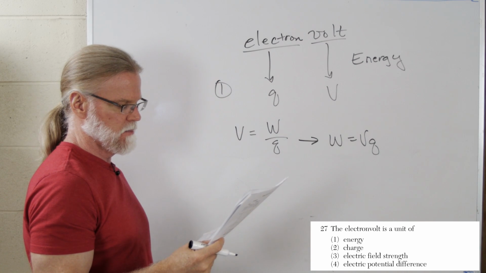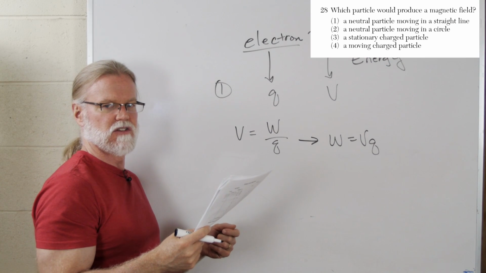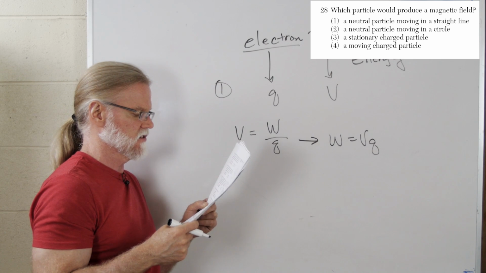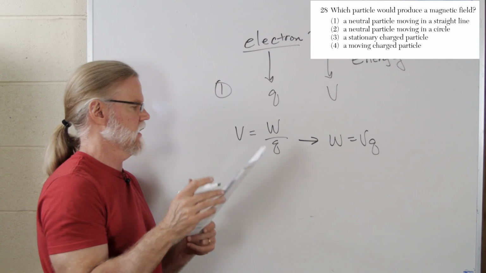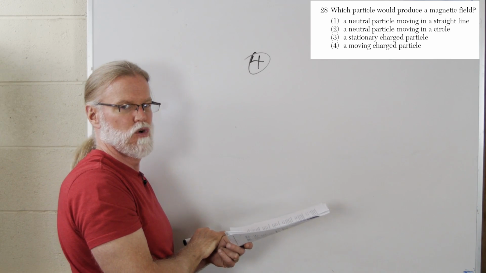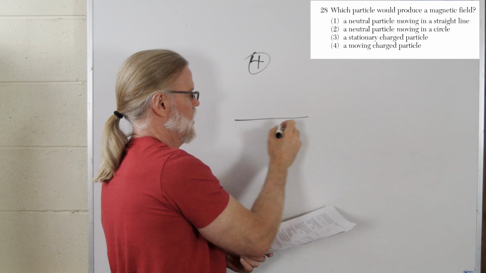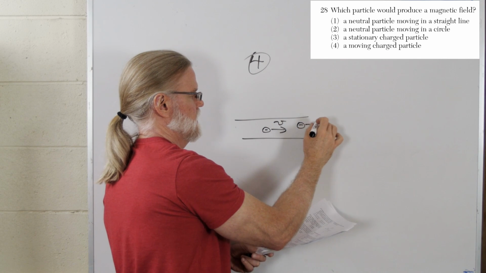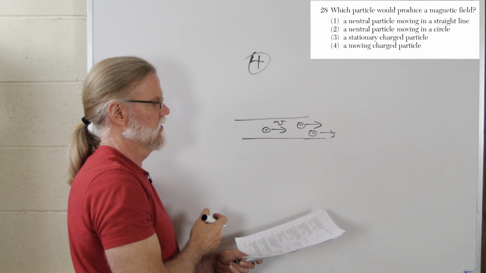Which particle could produce a magnetic field? You need moving charges to produce a magnetic field. End of story. Magnetic fields are caused by moving charges, charges moving relative to each other, actually. So the answer is 4. We see it generally in 2 ways. One, we could have charges in a wire, so basically we have current. That will produce a magnetic field.